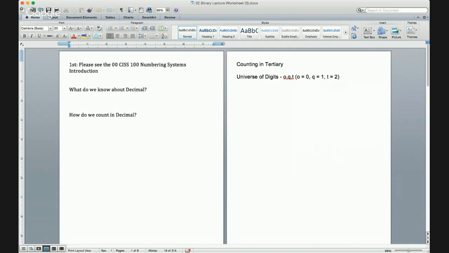What was that? 0 to 9. So you gave me the lexicon, or the universe of digits. So I'll write that down. 0 to 9. What else? Well, how many symbols are there? 0 to 9, total number of symbols, 10. So we're talking about base 10.